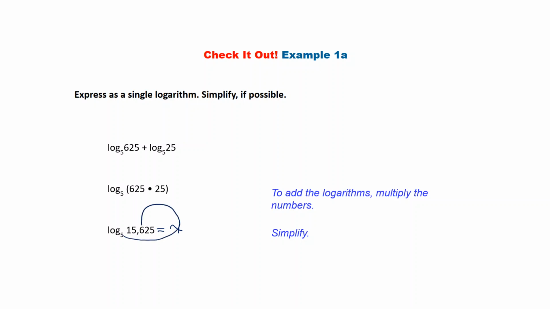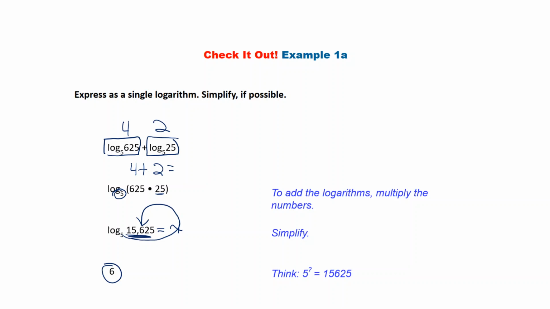We could say 5 to the x power is going to equal that, and you may not know it, but it's actually 6. Now, here's another thing we can look at. I know that 5 to the 4th power is 625, and I know 5 squared is 25, and 4 plus 2 equals 6. So the log base 5 of 625 equals 4, and this one equals 2. We add them together, we get 6. Sometimes, instead of multiplying it all the way out to get this huge number, it makes it more difficult.